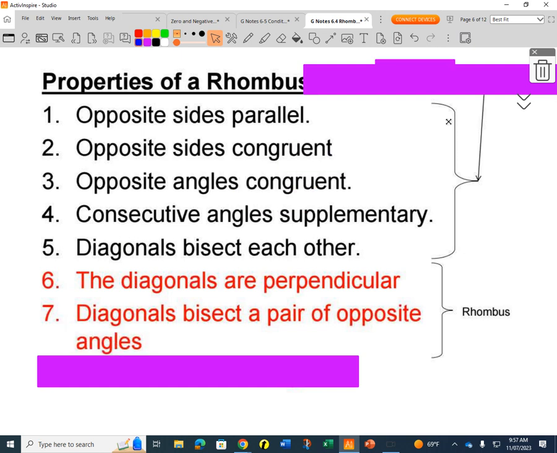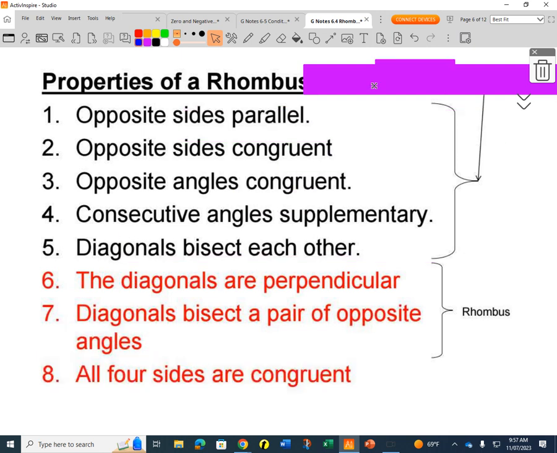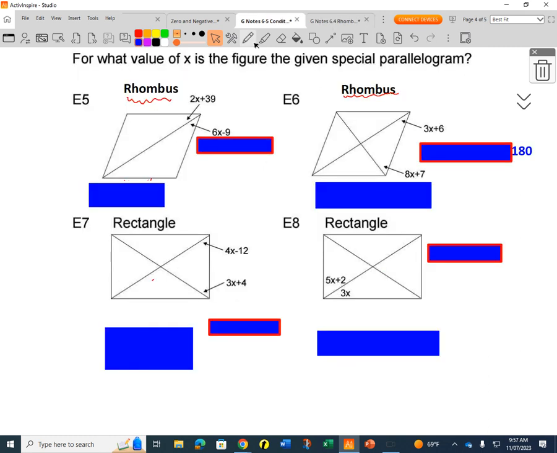So what part of these characteristics of a rhombus will help us find the measure of x? The diagonals bisect a pair of opposite angles. That's right. So here, because it's a rhombus, we know that that diagonal is creating two congruent angles. If they give us the measure of those angles, now we can write the equation.